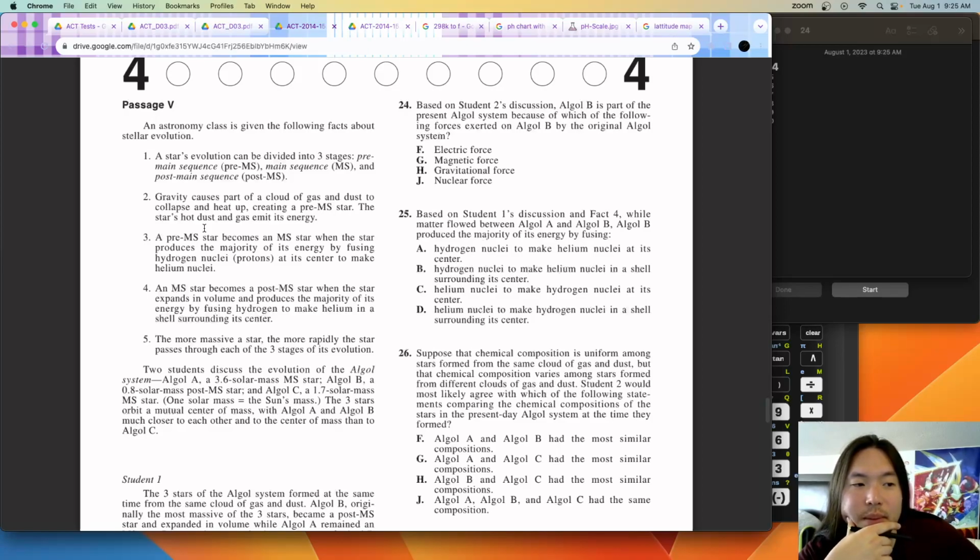A pre-MS star becomes an MS star when the star produces the majority of its energy by fusing hydrogen nuclei, protons, at the center to make helium nuclei. That also makes sense. This is how stars work, right? The gas in space is attracted together because of gravity. And what does it mean to be a star? It means you have an unfathomable amount of hydrogen, right?